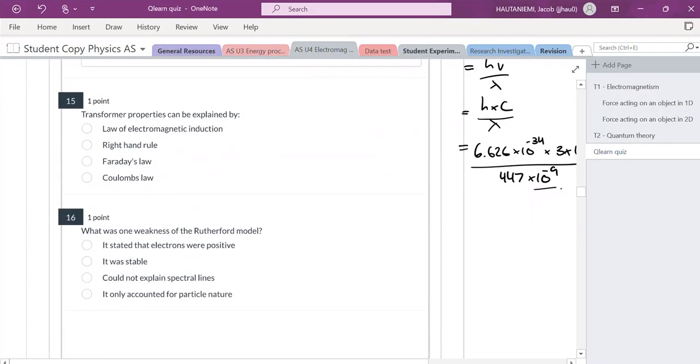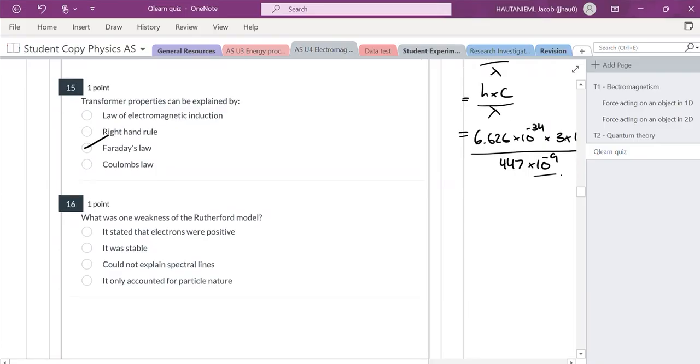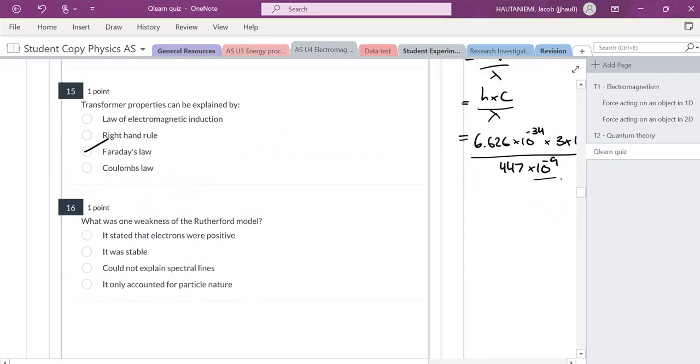All right, a couple of tricky ones. Transformer properties can be explained by what? The law of electromagnetic induction. Well, that's not right. It's not even a law. Is it the right-hand rule? No. Is it Faraday's law or is it Coulomb's law? It's Faraday's law. Coulomb's law describes, well, Coulomb actually has a couple of laws, but generally that refers to how electrons move around the circuit in terms of generally its current or its charge. But in this case, it has nothing to do with transformers.